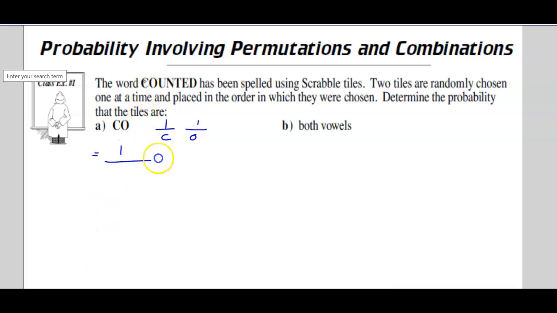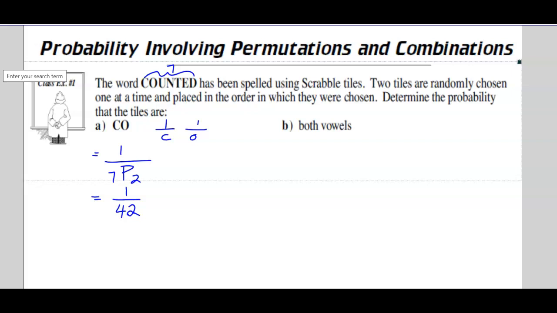So count up: 1, 2, 3, 4, 5, 6, 7. So we have 7, and we're arranging 2 of them. Okay, so that would be the probability. What is 7P2? 7 times 6, right, is 42. Okay, so the probability would be 1 out of 42.